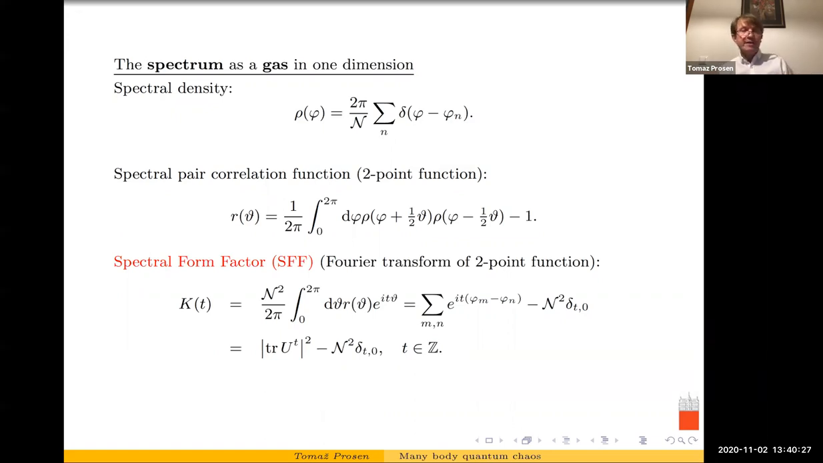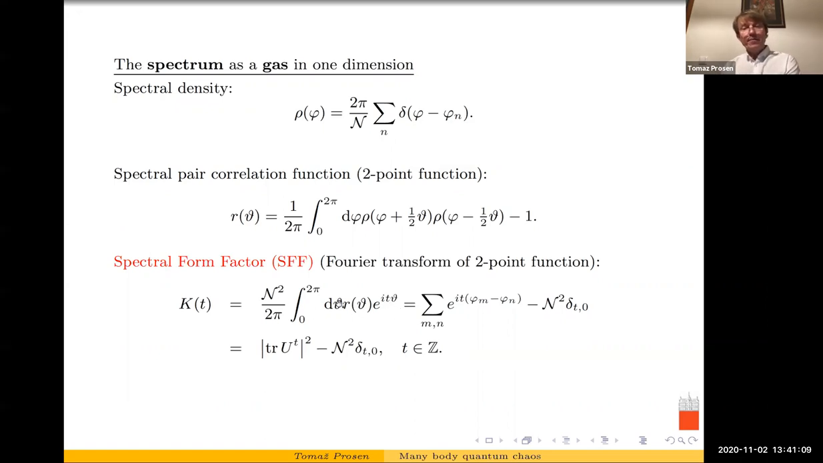Then people define a spectral Fourier transform of this two-point function, which they call the spectral form factor, SFF. I will use units in which I normalize it with this factor here, such that if you do this two-line calculation, this is just a standard Fourier transform, but of a function on a circle. So the natural Fourier variable is an integer. The time, which is dual to this quasi-energy, is an integer, which means the number of iterations of your Floquet drive, the discrete time, the number of Floquet periods.